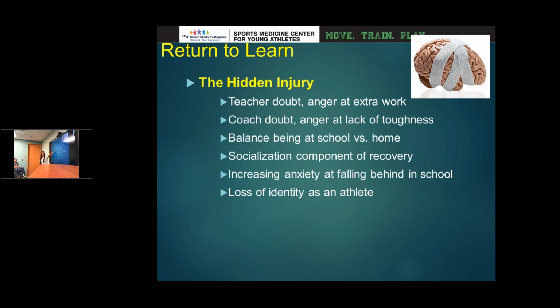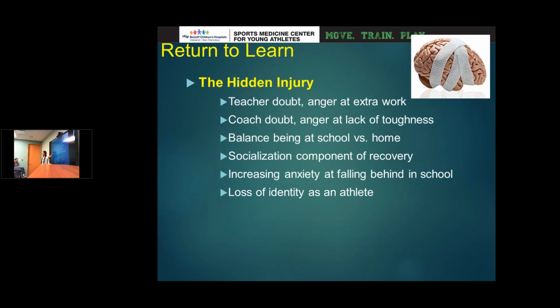Balance being at school versus home. Parents have to work. How can they leave a kid at home and not go to school, right? It's hard as a full-time parent. Socialization, I mean, my husband and I would always go, Who's staying home with the kid today? You're sick. Rock, paper, scissors, you know? Socialization component of recovery. I mean, if you're staying at home, you need to be with your friends.